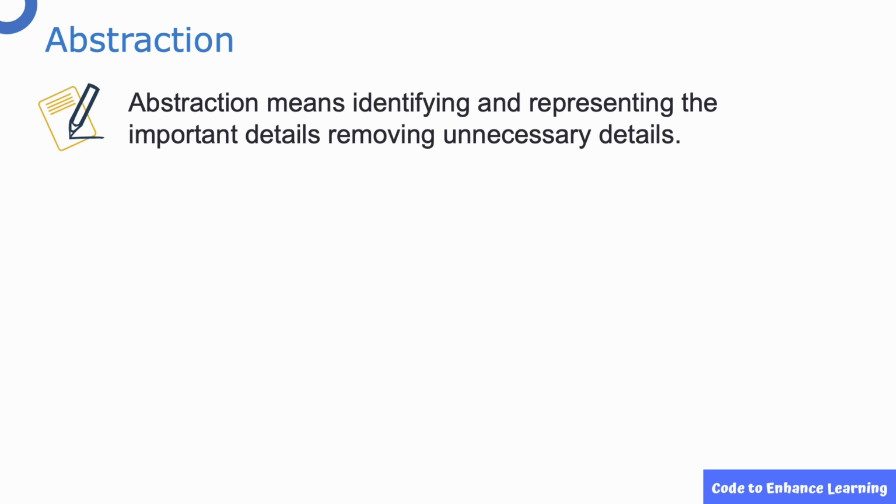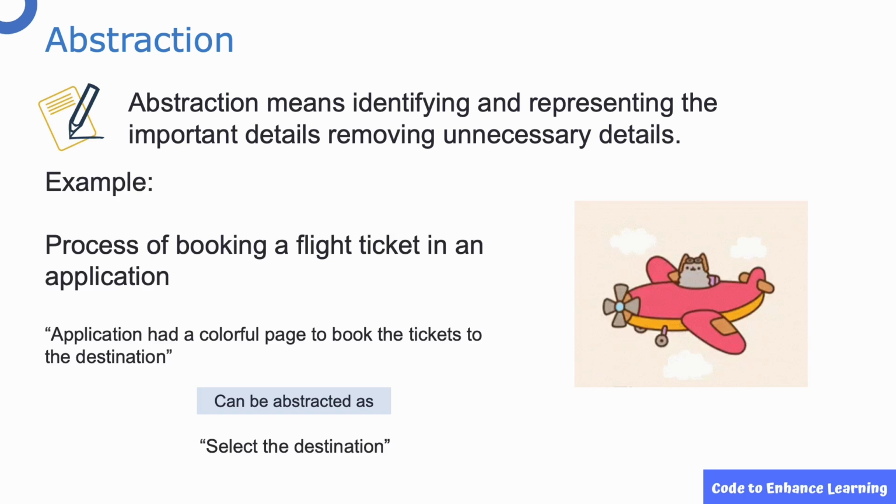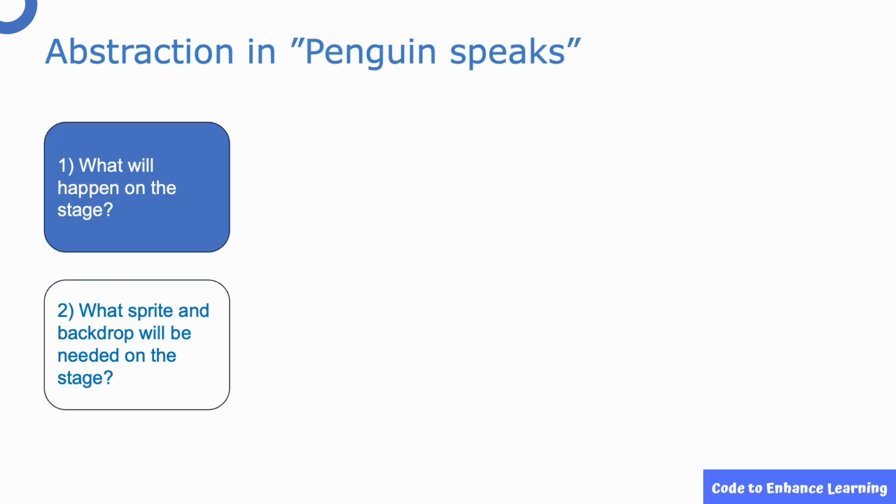Abstraction means identifying and representing the important details, removing unnecessary details. For example, when we book a flight ticket in an application, instead of saying application had a colorful page to book the tickets to the destination, we can say select the destination. When you are making very complicated things, abstraction helps you to easily understand the main idea and then focus on important details. Let's look at how we can do abstraction in our current project.